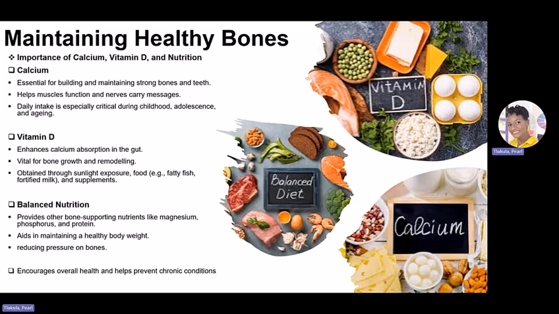We also need to take a balanced diet, to provide other bone supporting nutrients like magnesium, phosphorus, and protein. This will aid in maintaining a healthy body weight and also reducing pressure on the bones. So we are encouraged by health practitioners to also exercise in order to prevent chronic infections.